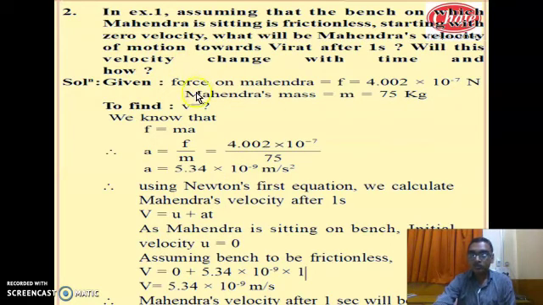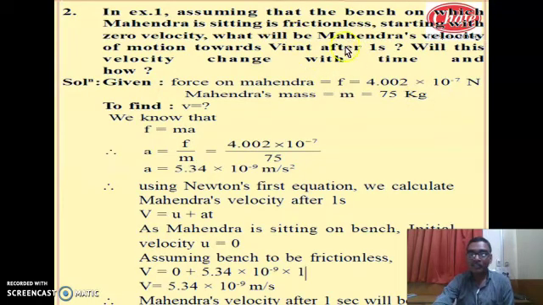So here the force between Mahendra and Virat is constant, independent of the two masses. It is the same for both objects. With this force, the first attracts the second and the second attracts the first, meaning this force acts on Mahendra by Virat, and on Virat by Mahendra. The force on Mahendra is what we calculated in the earlier problem, that is 4.002 into 10 raised to minus 7 Newton. The mass of Mahendra is known to you, that is 75 kg.